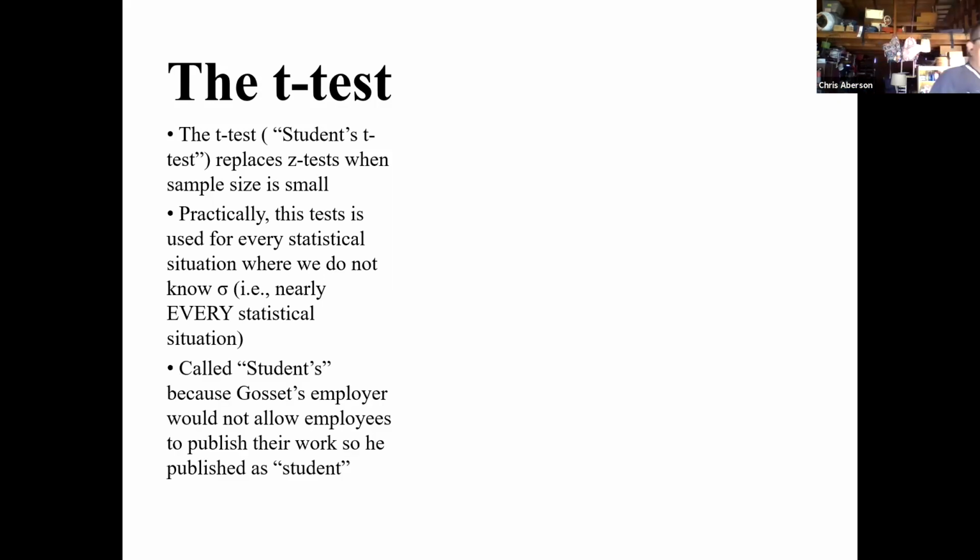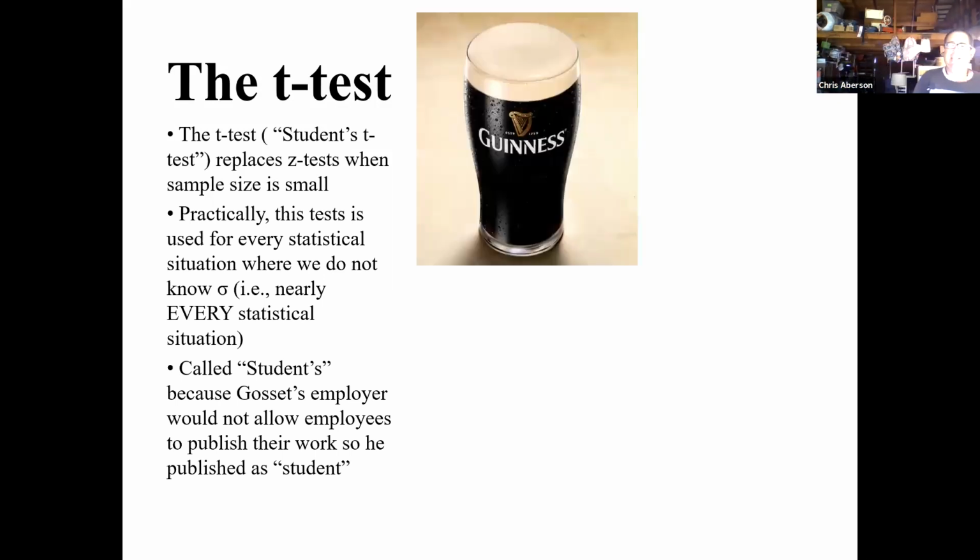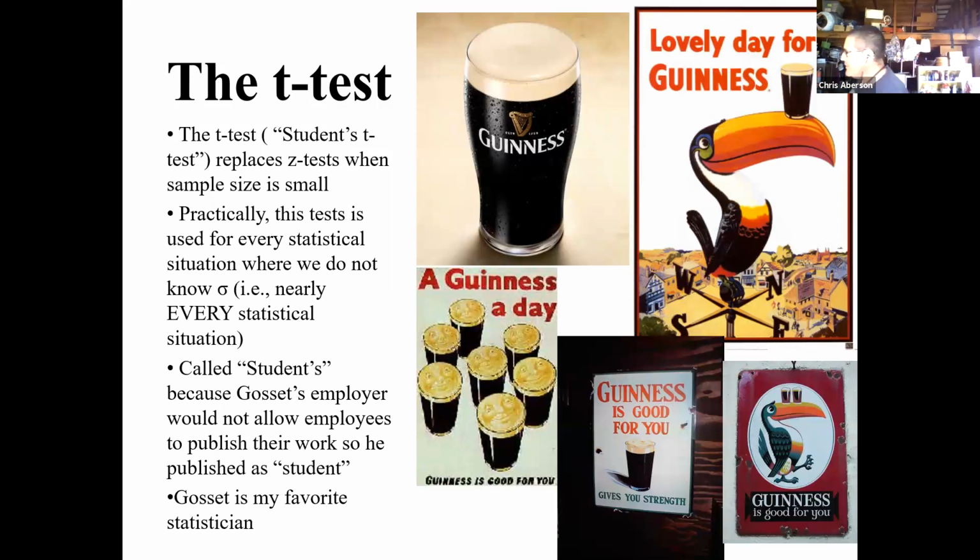Nearly every situation, because we hardly ever know sigma. And again, it's called Student because Gosset's employer did not allow their employees to publish their work. So he published it as Student. And what makes Gosset one of my favorite statisticians is that his employer was actually the Guinness Brewing Company. Not that I like Guinness very much, but I certainly do like beer. Makes me wonder why I'm not drinking a beer while I do these lectures. I am at home. Anyway, we'll try that out one day, see if they get more entertaining.